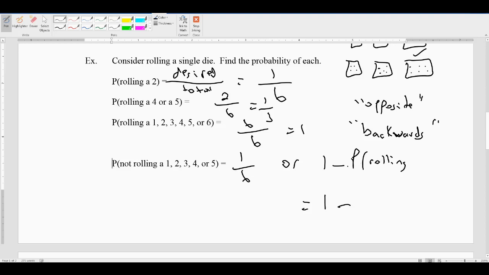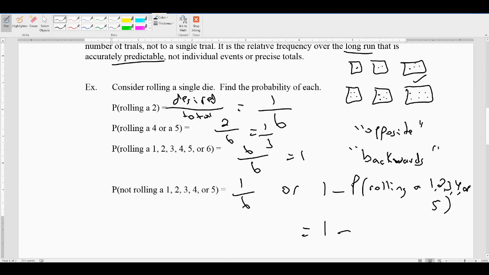Okay. Now, another way to look at this, you can do 1 minus the probability of the opposite of this. And the opposite of this is actually rolling a 1, 2, 3, 4, or 5. That's the word: or. And so how many ways can you roll 1, 2, 3, 4, 5? Well, there's 1, 2, 3, 4, 5 ways out of a possible 6.